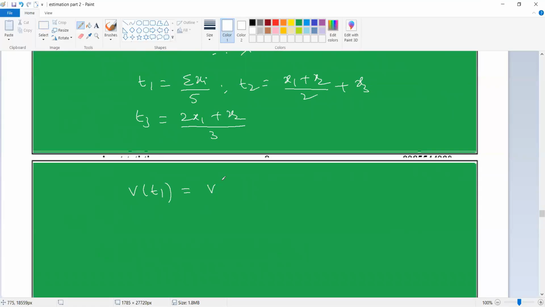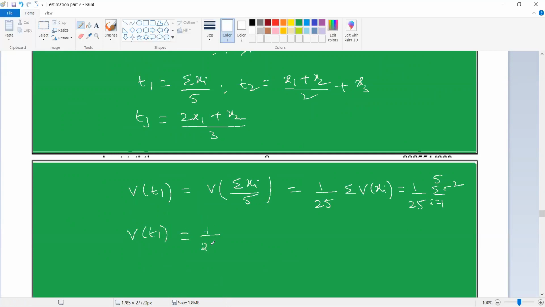First of all, variance of T1. Variance of summation Xi by 5 is equal to 1 by 25 summation variance of Xi, with i equal to 1 to 5. Variance of T1 is equal to 1 by 25 times 5 sigma square, that is sigma square by 5.